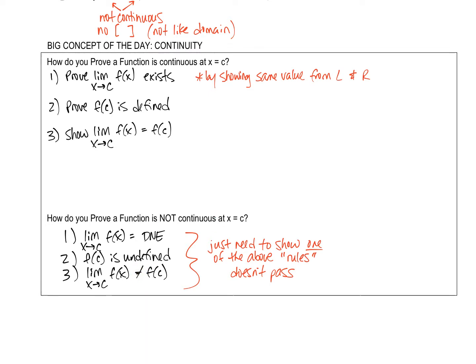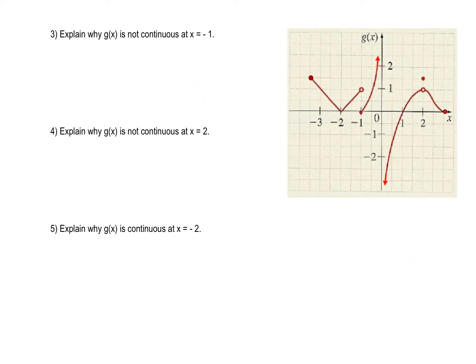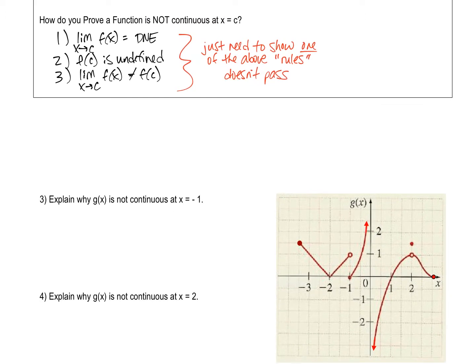So I know that this is probably a little bit confusing, and this is a bunch of symbols and stuff that we're still not totally familiar with, but let's look at a couple different examples and see how it works, okay? So we're going to move down. Next page, explain why g of x is not continuous at x equals -1. And so not continuous, that's choosing one of these options up here. All you have to do is show that one of the above rules doesn't pass, and that means that it's not continuous. So let's look at x equals -1 on this graph.